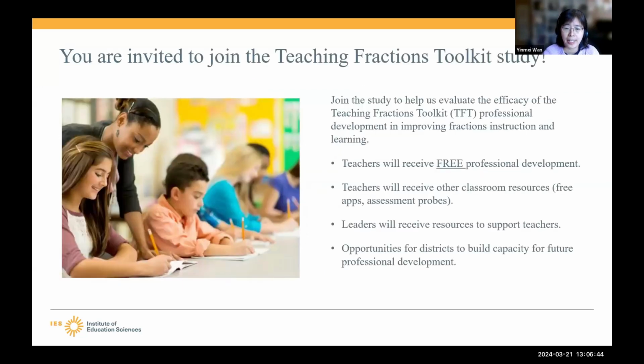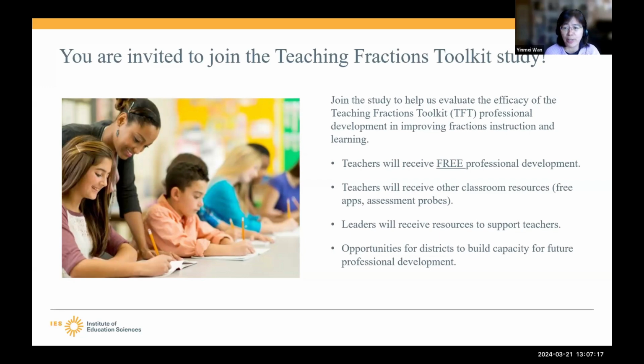Next slide. So the webinar features the Teaching Fractions Toolkit, which includes a suite of new professional development resources and supports designed to help teachers learn and implement evidence-based strategies in fractions instruction. In the last 2.5 years, REL Midwest has worked collaboratively with educators from a few Illinois schools and districts to develop, test, and refine the toolkit.